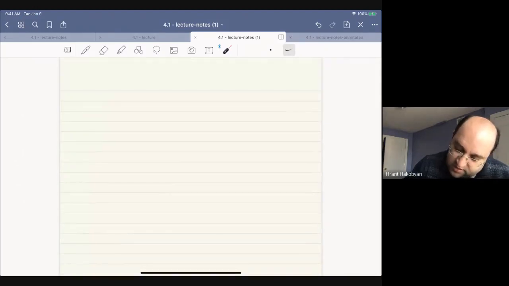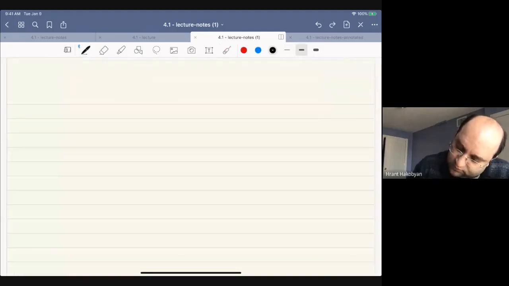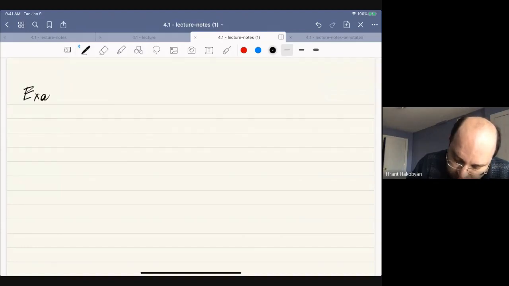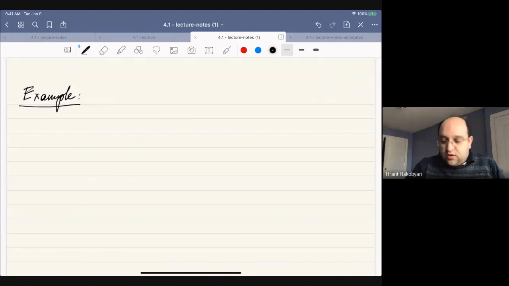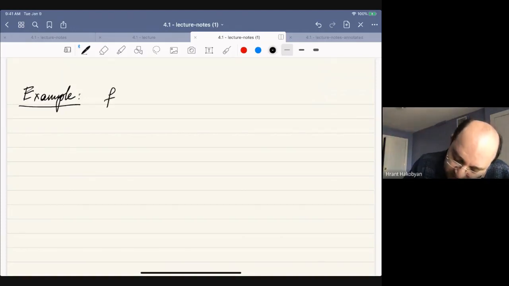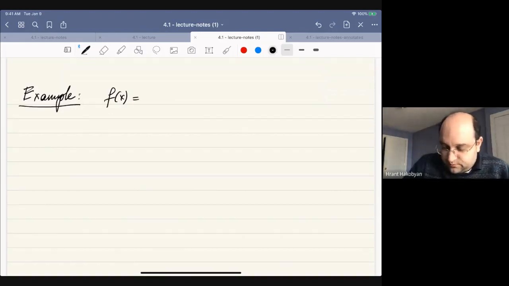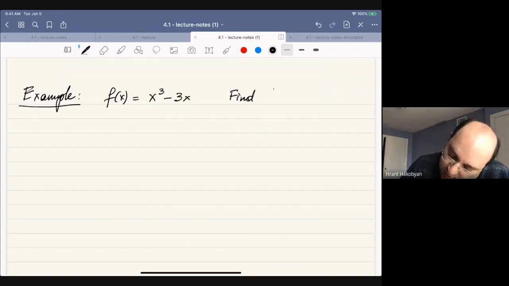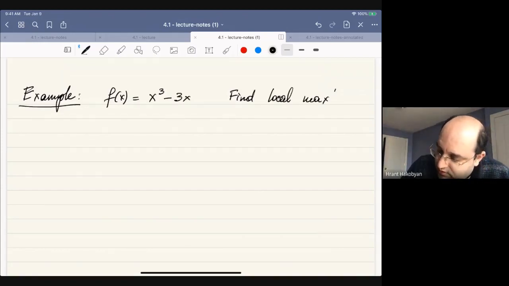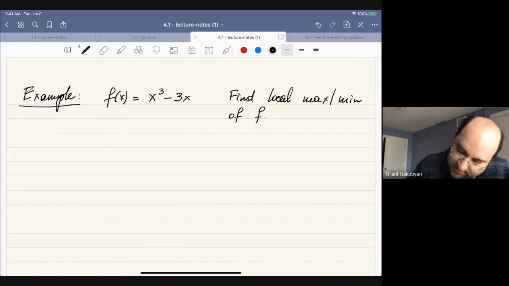So let's do a similar example, a little more interesting one. Let's do this example here. I have f(x) equals x to the power 3 minus 3x, and we want to find again the local maxima and minima of f. Okay, so again, I'm going to do the same steps I did before.